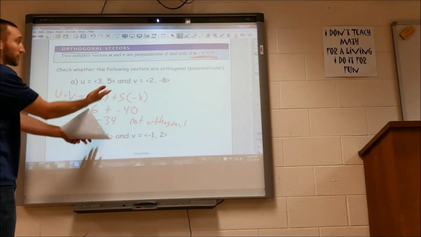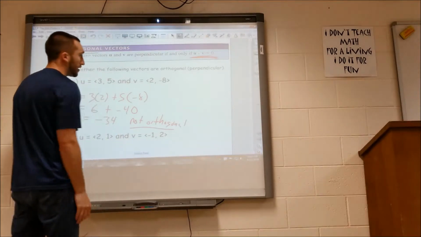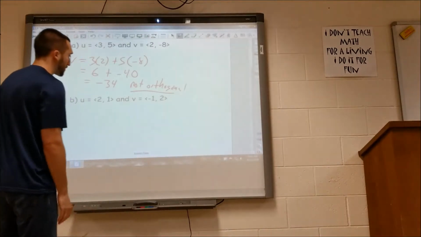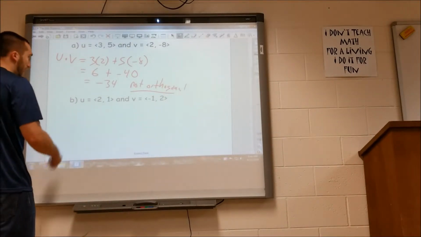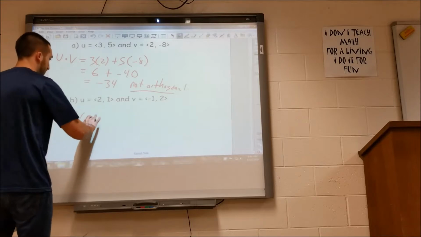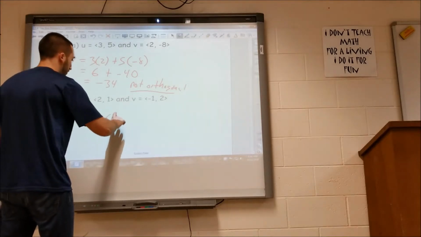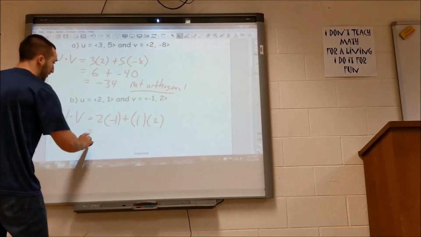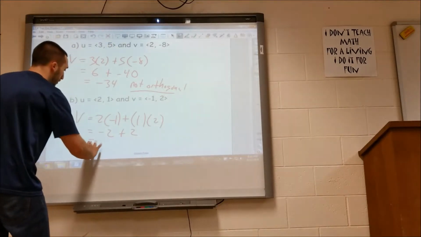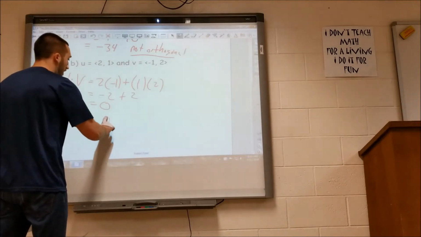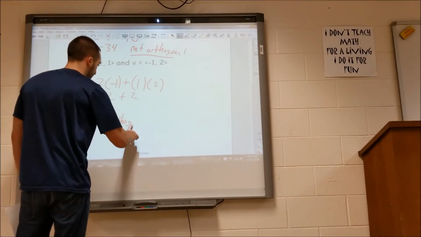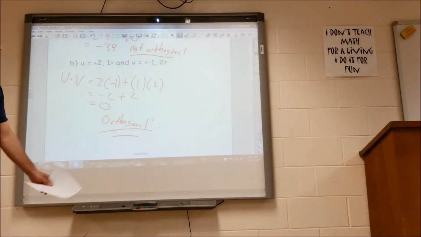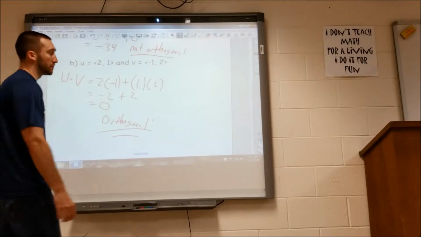Okay, so that's all there is to determining whether or not two vectors are perpendicular. So let's check the second one. And again, we just do the dot product. So that's 2 times negative 1 plus 1 times 2. And that gives us negative 2 plus 2, which is 0. So these are orthogonal. Okay, simply finding whether they're perpendicular or not.